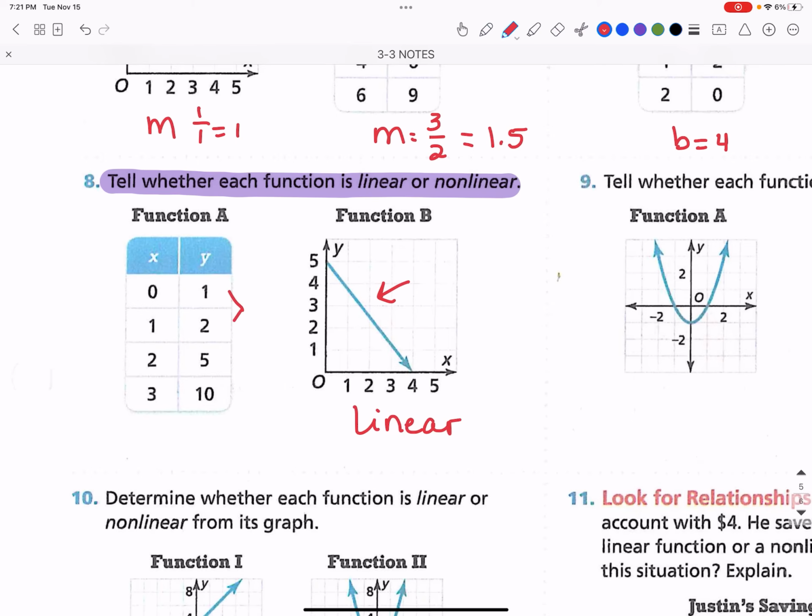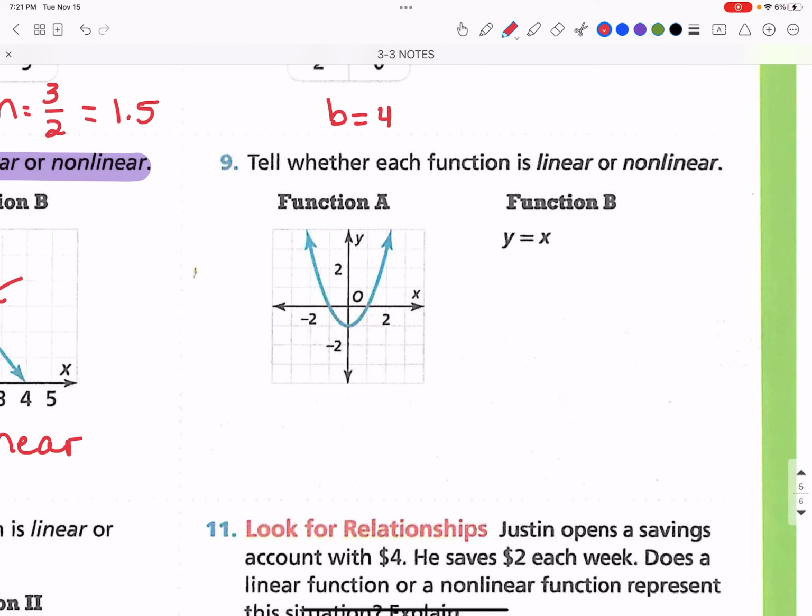Let's check this one. Let's check our change in y. We go up 1, we go up 3. Oh, there's our stop. We don't even have to go any further. This one's nonlinear because we did not have a constant change. Okay?